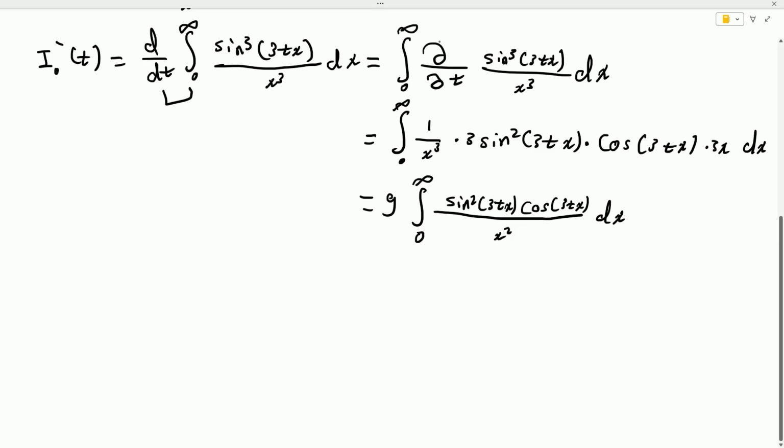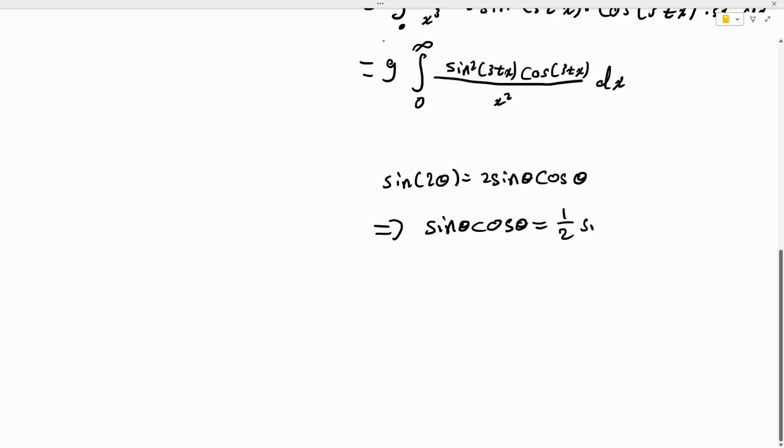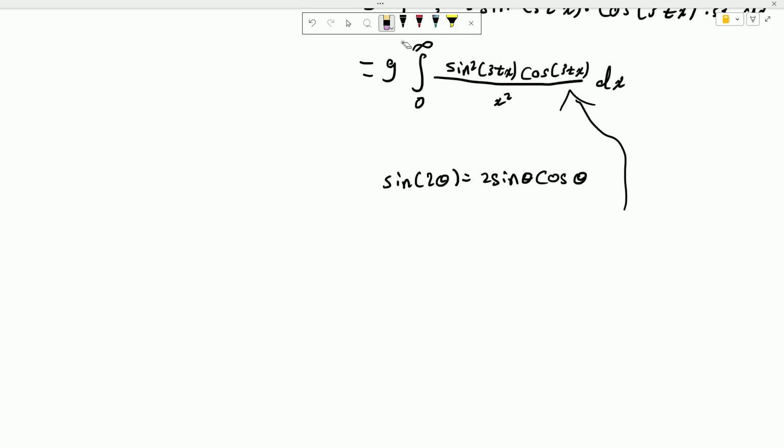Now what do we do from here? Well, let's remember that the sine of 2 theta is equal to 2 sine theta cosine theta, and this implies that sine theta cosine theta is equal to half the sine of 2 theta. Nice. So let's apply this formula right here. How are we going to do this? Well, we are going to rewrite sine squared as sine multiplied by sine. So now we have sine 3tx multiplied by cosine 3tx multiplied by sine 3tx.